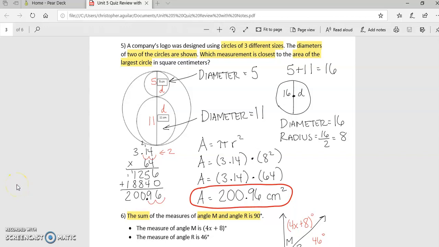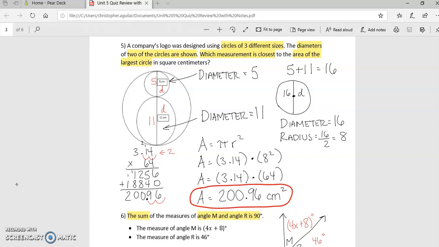Okay guys, continue with the study guide. Moving on to question number 5. It says a company's logo was designed using circles of 3 different sizes. So there's a small circle, a medium circle, and then a big circle. It says the diameters of 2 of the circles are shown. Which measurement is closest to the area of the largest circle in square centimeters?